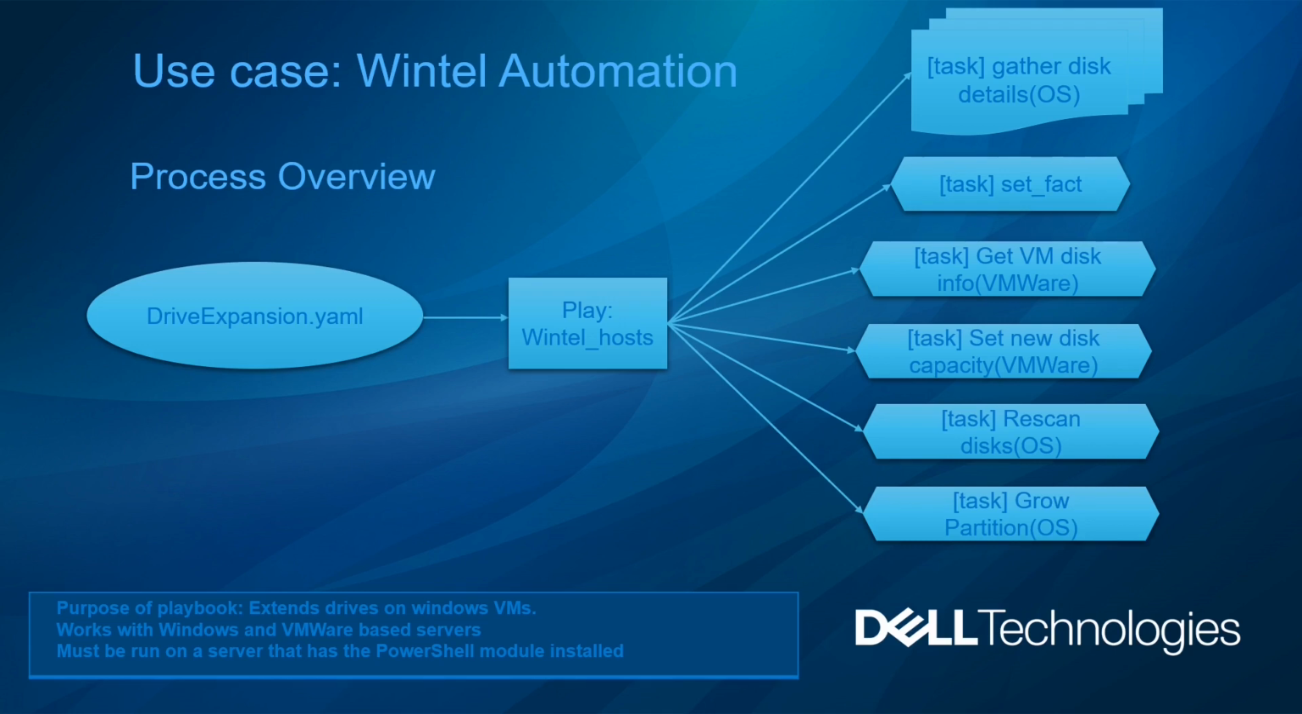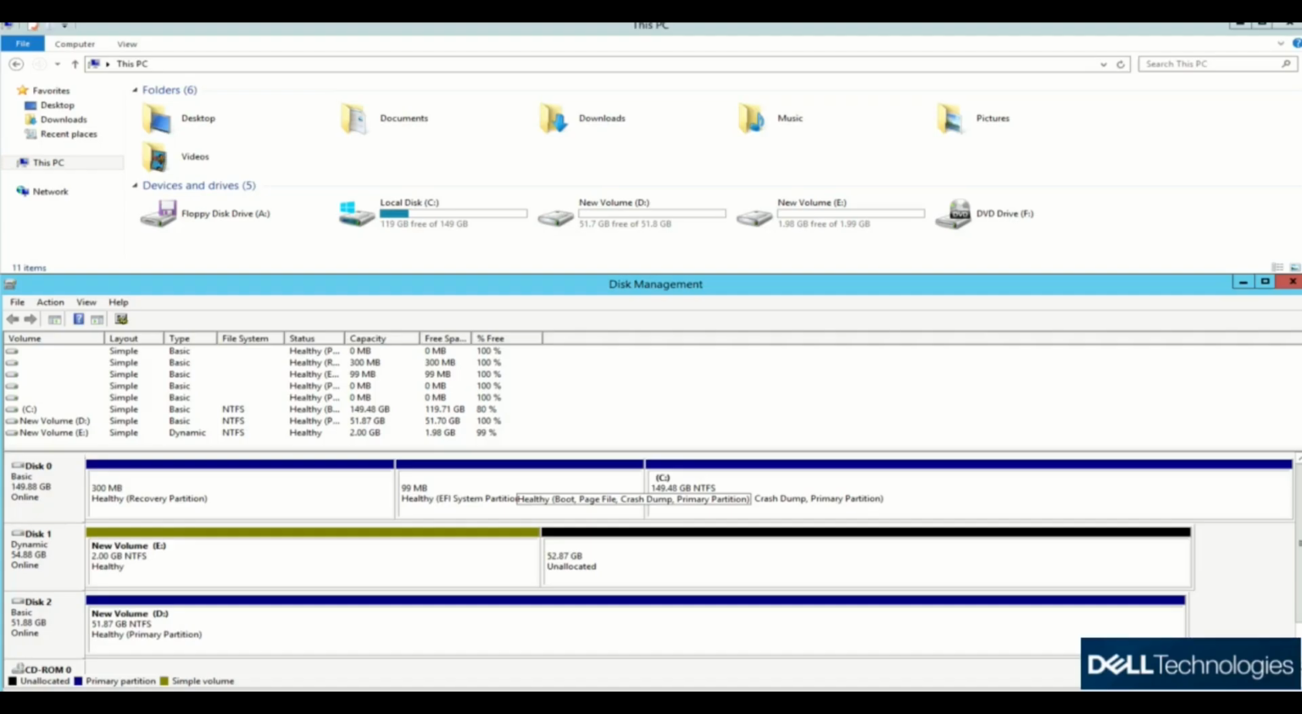The tedious part here is to map the device information from the OS and VMDK in the virtual layer. This automation helps us to achieve it quickly, and the end-to-end process is automated. In the next slide, we will take a look at how the implementation works. Let's say we need to increase the space of D drive from 52 GB to 100 GB.